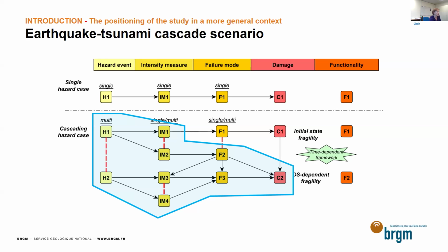In this case, we have done the first calculation from the earthquake hazard to the earthquake damage. Then we update the exposure considering the damages due to the earthquake, in order to consider that the buildings are already impacted when the tsunami arrives in the area. We don't work in this part related to the functionalities.